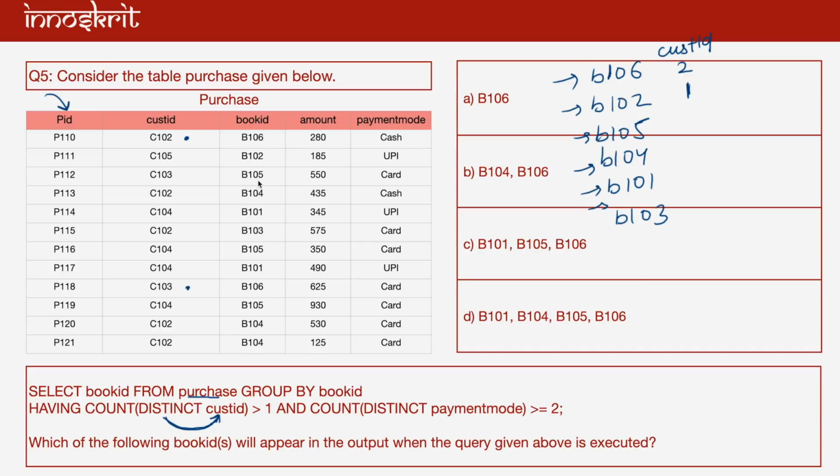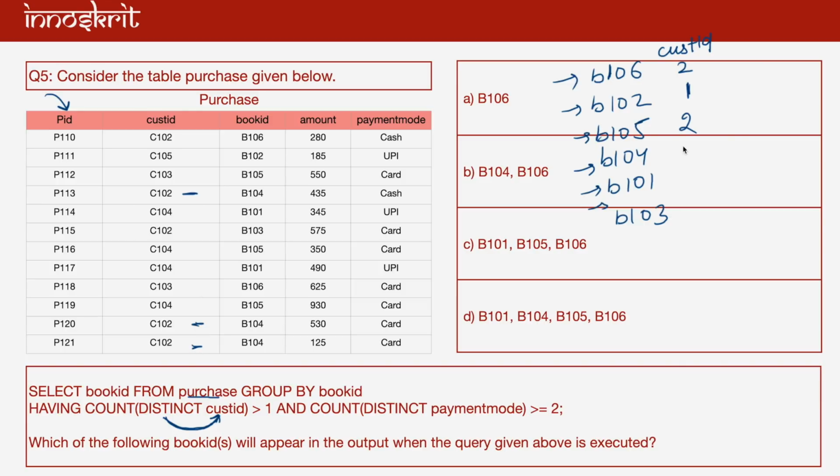For book number 105, we have how many customer IDs? 1, 2, 3. So 3 documents, but I think only 2 of them are unique, right? So distinct are 2. Okay, now let's look for the next, which is B104. So B104 is 102, then 102, 102.